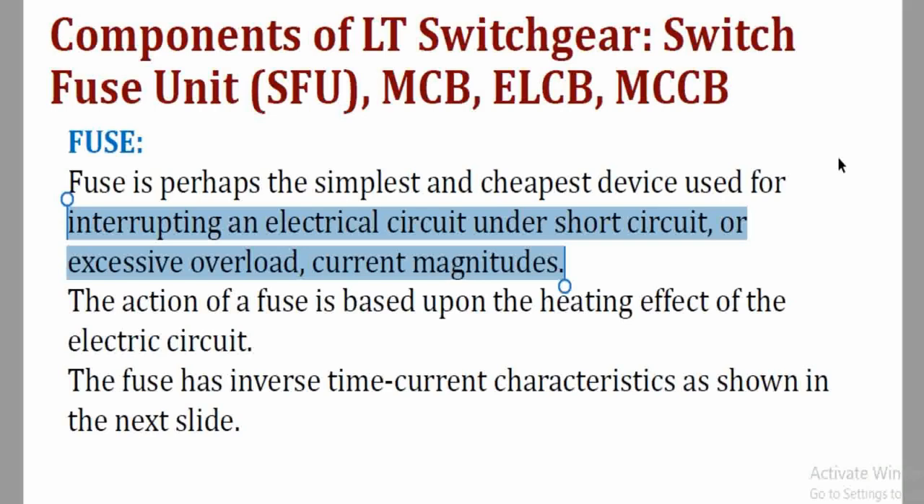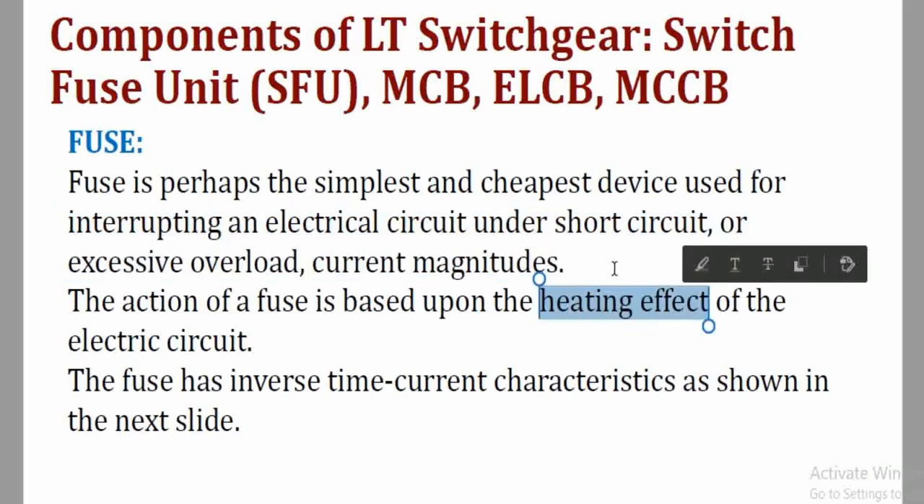This fuse will break the circuit whenever there is a short circuit, an excessive overload, or a high current magnitude. The action of a fuse is based upon the heating effect. That means the fuse will melt whenever there is an overload or short circuit. Whenever short circuit current flows through the fuse, it generates heat. That heat melts the conductor connecting the two terminals of the fuse, and that breaks the circuit. By opening the circuit, the current becomes zero, and in this way we protect the circuit.